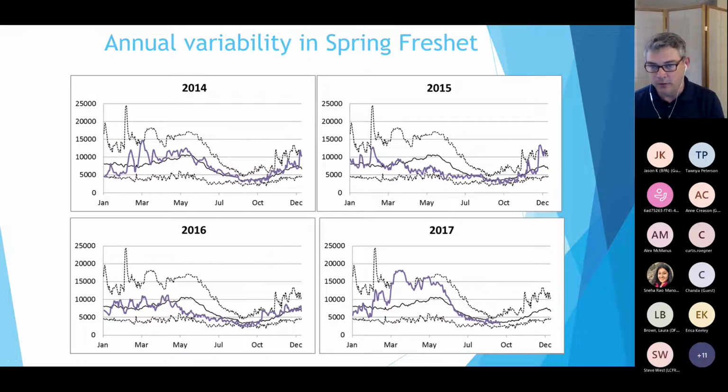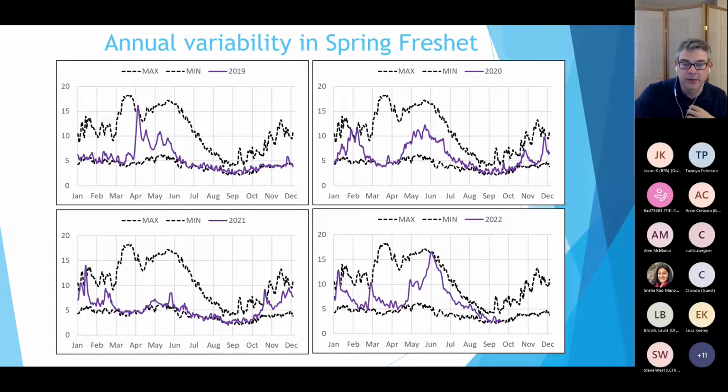2015 was another low flow year, and 2017 was a very high flow year. So the variability in the flows, as many people know, is incredible. So what's been happening lately? So here's the most recent few years. And what we see is that 2019 and 2020 were basically normal average years.